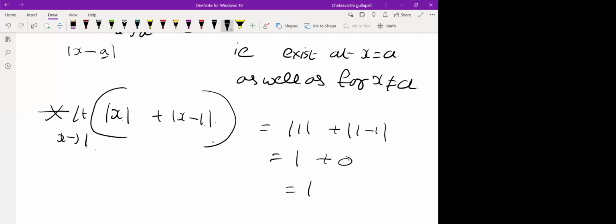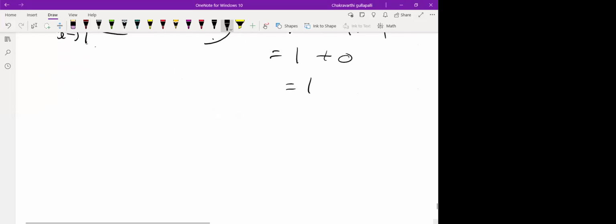So how do we know? Some functions we know, like mod x minus a, the limit exists. So if the limit of f exists and the limit of g exists, the limit of f plus g also exists, and it is the limit of f plus the limit of g. That comes under algebra of limits.